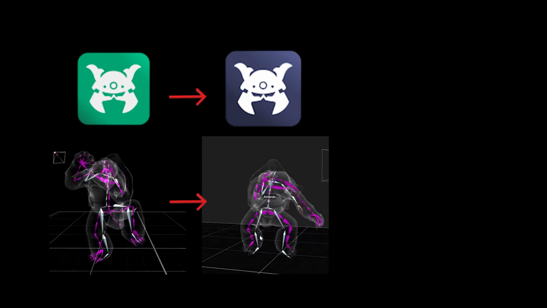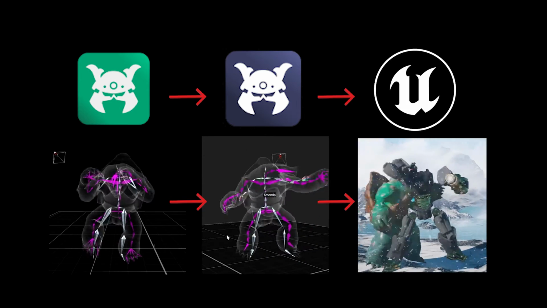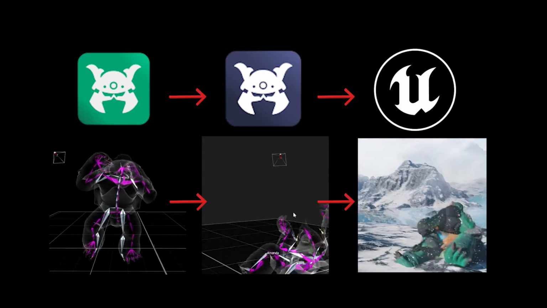In this tutorial, you will learn how to retarget a custom character inside of Shogun Post, use this retarget in Shogun Live, and finally stream the retarget from Shogun Live into Unreal Engine.